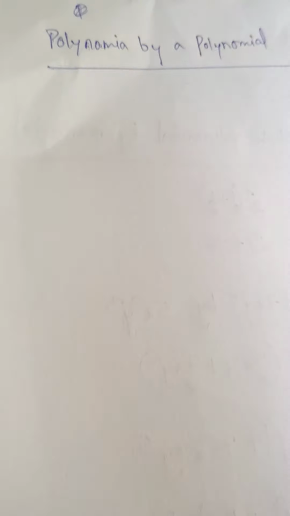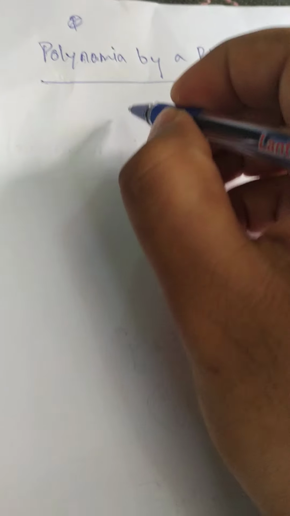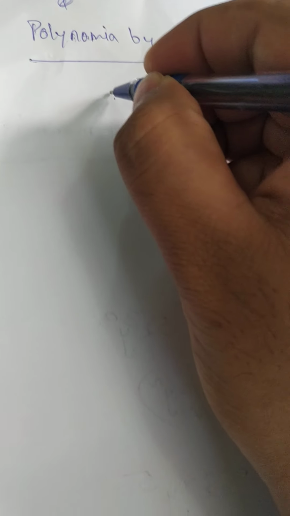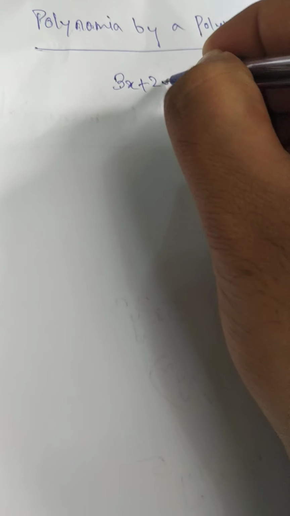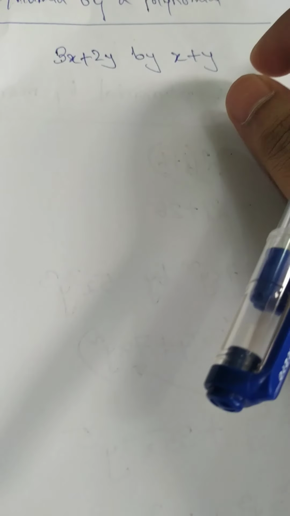So let's say I have two expressions. Let's say 3x plus 2y. This is a polynomial and I want to multiply with another polynomial, that is x plus y. I'll show you two methods. You can use whichever you want. One is the checkerboard method, which is also in the book on page 61. Another is the normal method, which we used for polynomial by monomial, the same way.